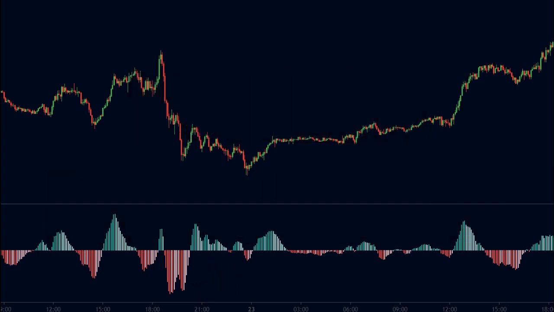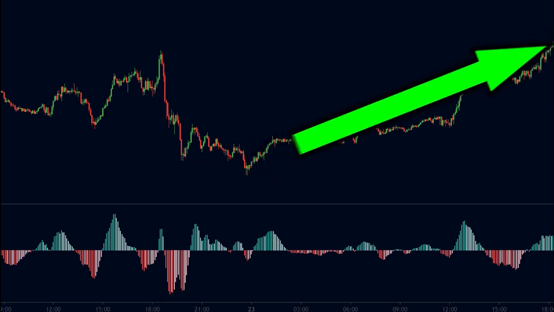A bullish divergence occurs when the price makes a lower low while the MACD makes a higher low. This indicates that the momentum of the down move has exhausted, and we can expect a strong market reversal to the upside.